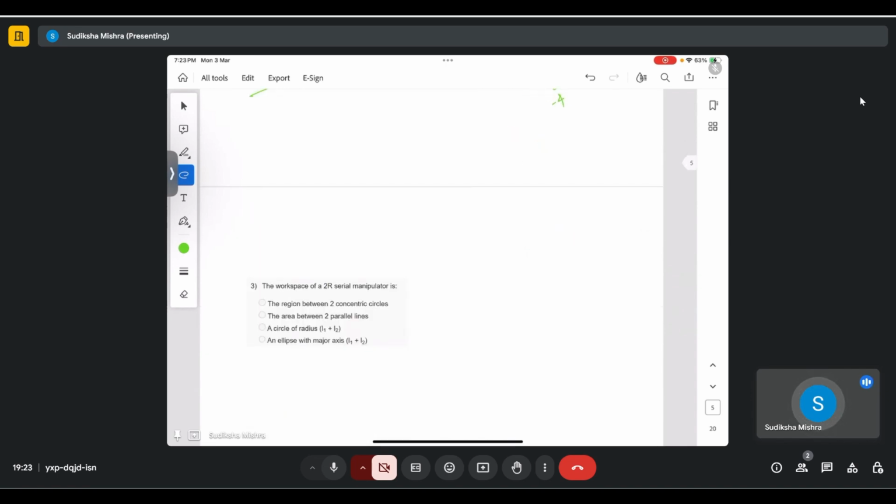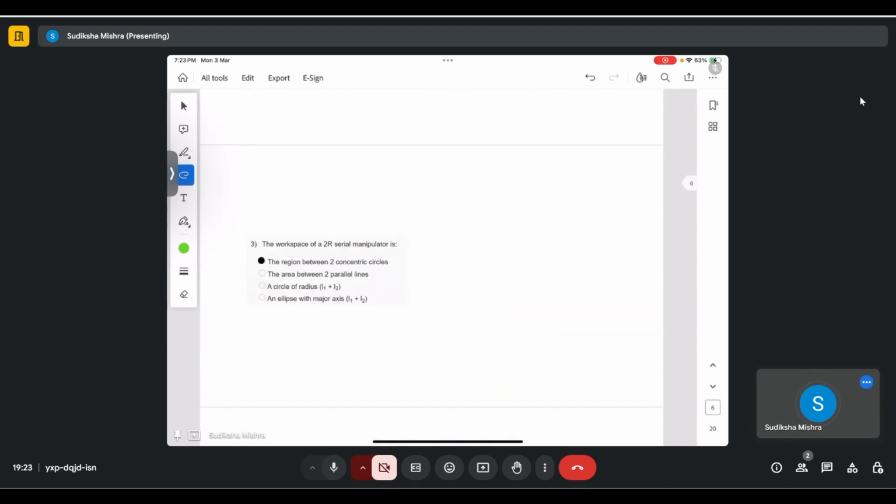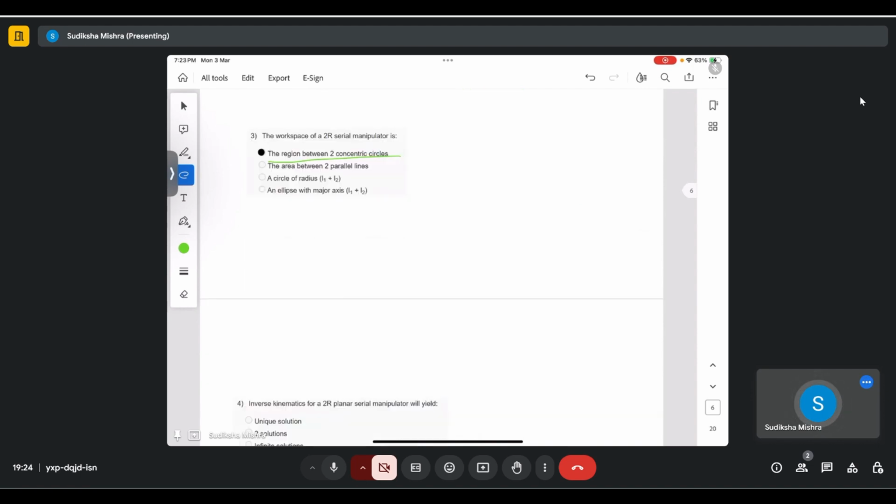The workspace of a 2R serial manipulator is: a region between two concentric circles, area between two parallel lines, a circle of radius L1 plus L2, or an ellipse with the major axis L1 plus L2. So the minimum is here, whereas the maximum is somewhere here, where you get a straight line essentially. So the answer is the region between two concentric circles.